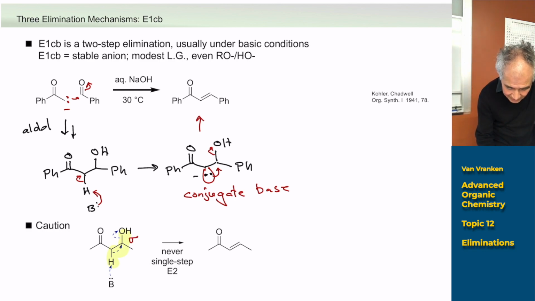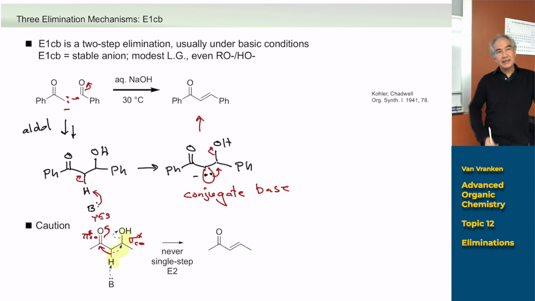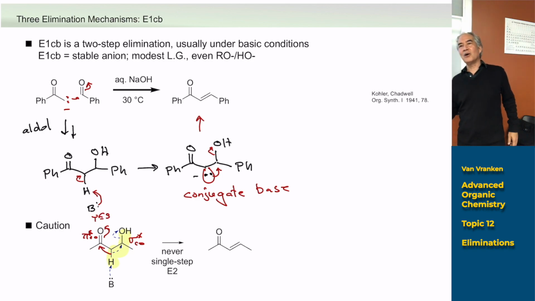This is what we've been talking about this whole quarter. Would you rather donate into sigma star for a CO or a pi star for a CO? I'd rather donate into a pi star for a CO. And so would these electrons. This is what you want to do. Make the enolate and then use the enolate to push out the OH.